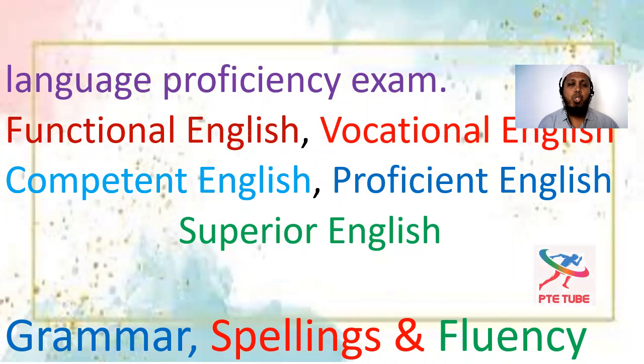Here we are supposed to learn the things that are required to pass this exam, that is, English things, which typically are grammar, spelling, and fluency. I say that these three are the main factors which decide our score and what proficiency we are in, whether functional, vocational, competent, proficient, or superior. According to me, based on my experience, this depends on grammar, spelling, and fluency.